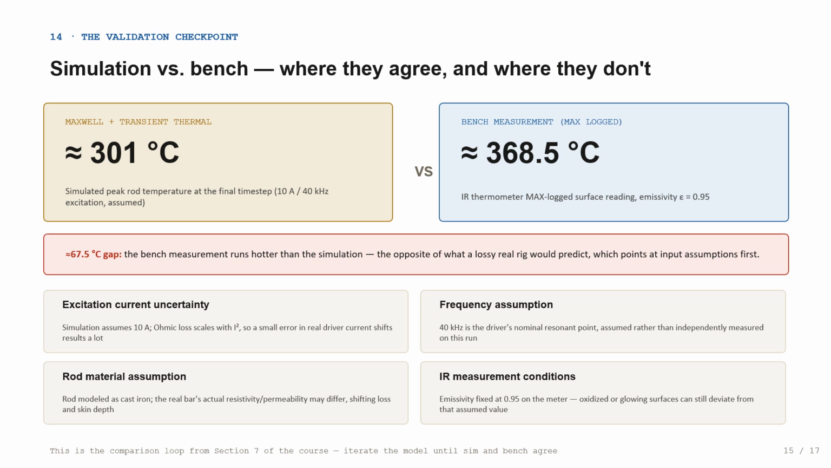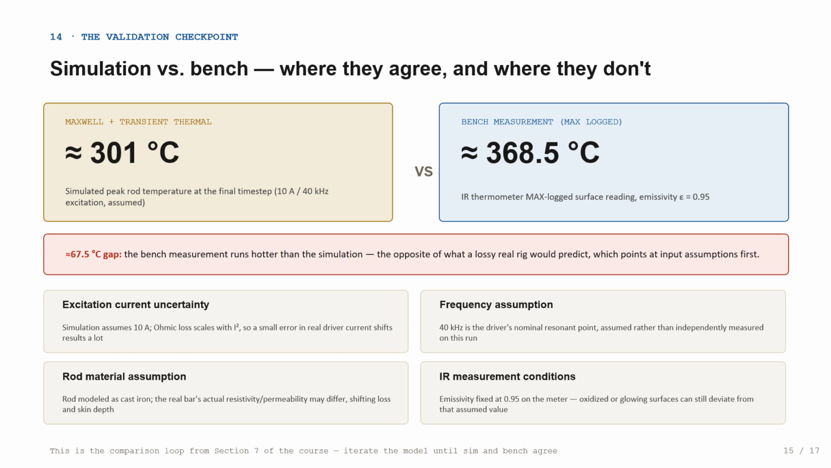First, excitation current uncertainty. We assumed 10 amps, but Ohmic loss scales with the square of current, so even a modest error in the real driver current gets amplified substantially in the resulting heat. Second, the frequency assumption. 40 kHz is the driver's nominal resonant point, not a frequency we independently measured on this specific run. Third, the rod material assumption.